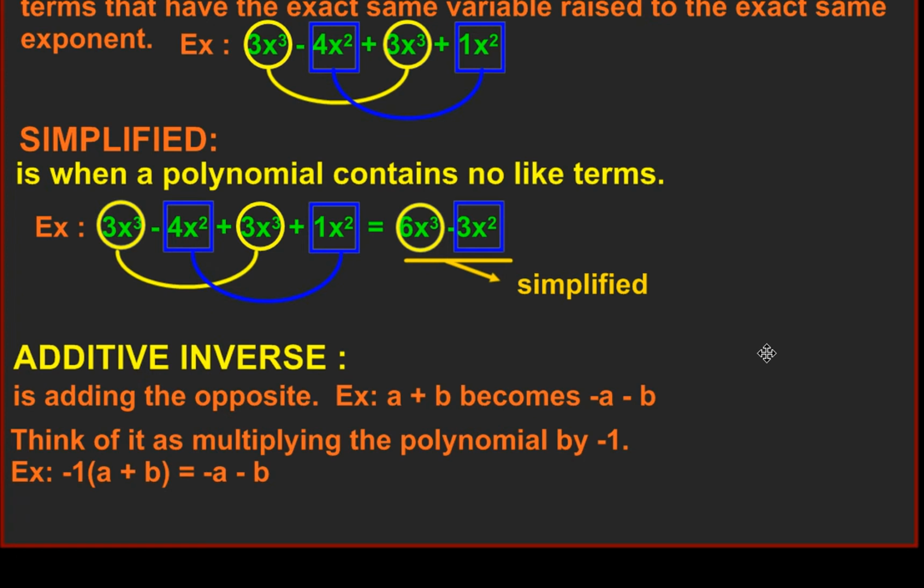Additive inverse. The additive inverse is adding the opposite. For example, if you have a plus b, it becomes negative a minus b. The signs change on all parts. You could think of it as multiplying the polynomial by negative 1. So if we had a plus b in parentheses and we multiplied it by negative 1, that would distribute negative 1 to each part of this. So negative 1 times a is going to give you negative a. Negative 1 times b is going to give you negative b.